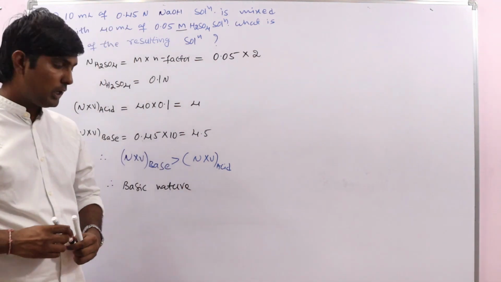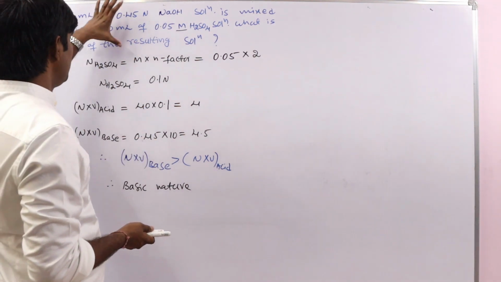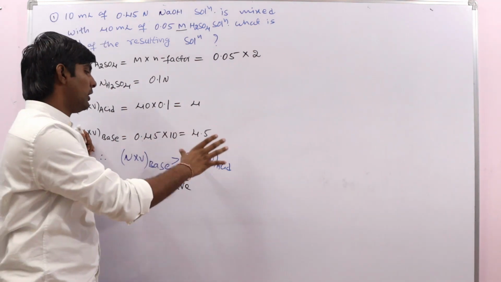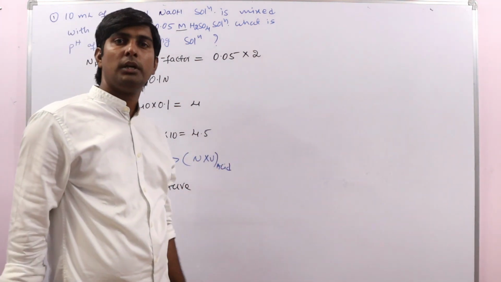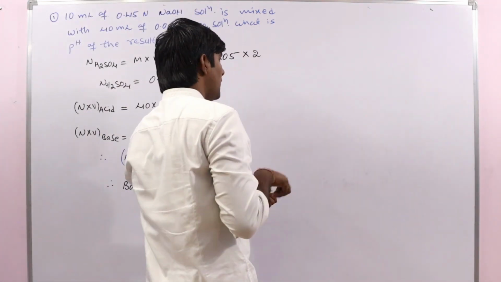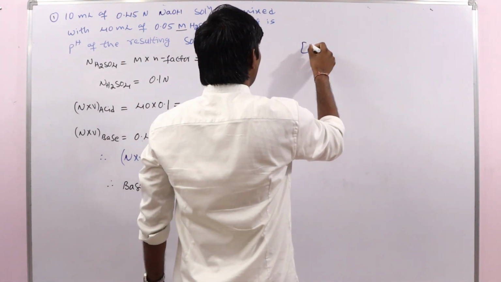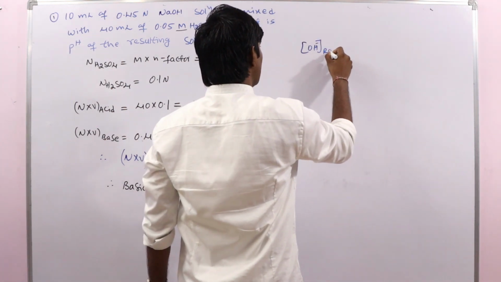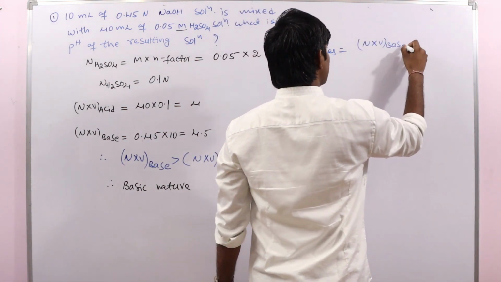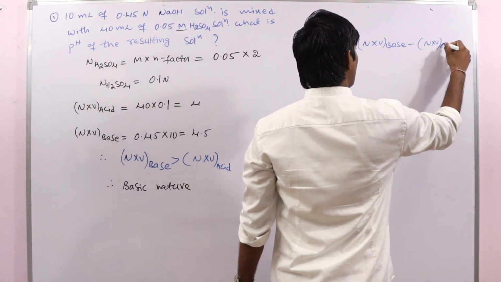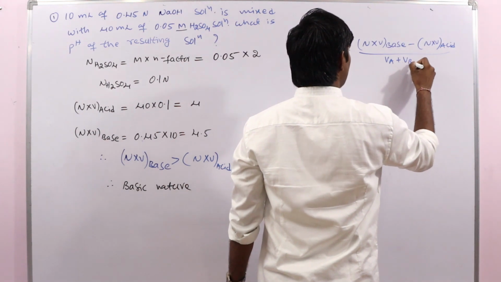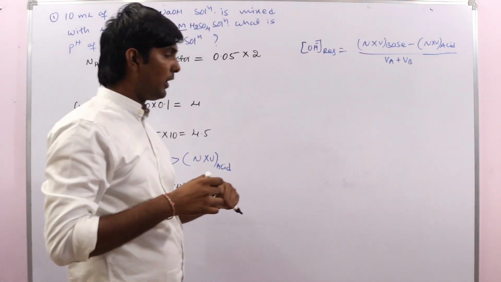Yes or no? The nature of the resulting solution, this mixture, has now basic nature because number of equivalents of base is greater than number of equivalents of acid. So in the final solution we have to find out the OH minus ion concentration. OH minus ion concentration in the resulting solution is equal to N into V of base minus N into V of acid, by volume of acid plus volume of base. Okay, so this is the formula.